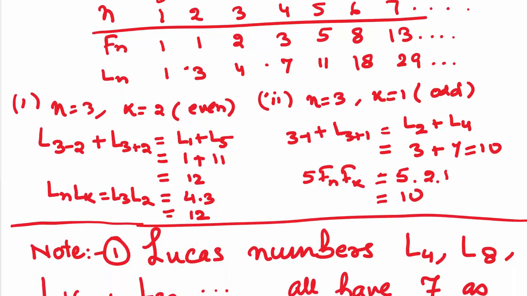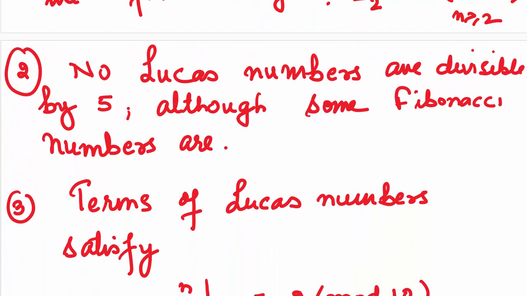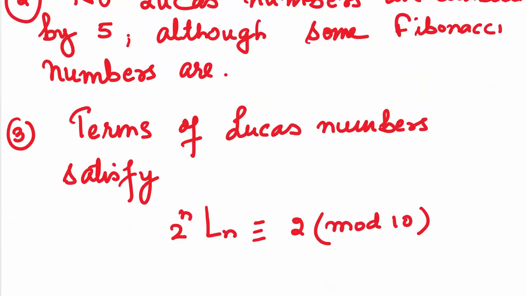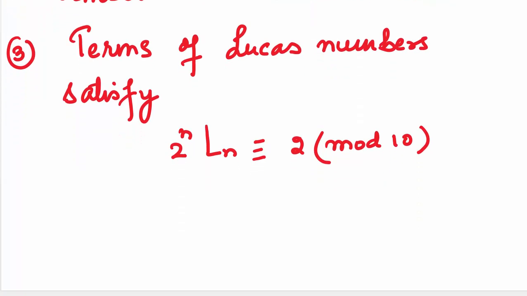Now, a few things to note. First of all, Lucas numbers L4, L8, L16, L32, etc. all have 7 as the final digit or the last digit. That is, L of 2 to the power n will always be congruent to 7 mod 10 for all values of n greater than or equal to 2. Another thing, no Lucas numbers are divisible by 5, although some Fibonacci numbers are. Terms of the Lucas number satisfy 2 to the power n into Ln congruent to 2 mod n.